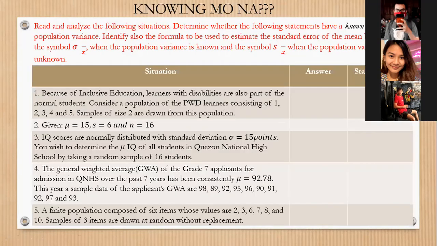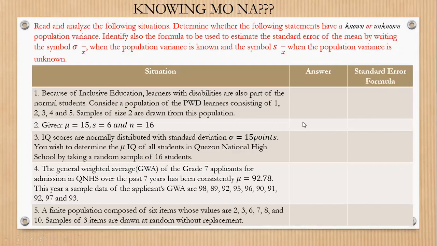So we have here the first situation. Let me call on Ray Bourbon. Anak, please read number 1 and try to answer if it is known or unknown, and then what symbol to be used. Because of inclusive education, learners with disabilities are also part of the normal students. Consider a population of the PWD learners consisting of 1, 2, 3, 4, and 5. Samples of size 2 are drawn from this population. Okay, so do you think the population variance is known in this situation?